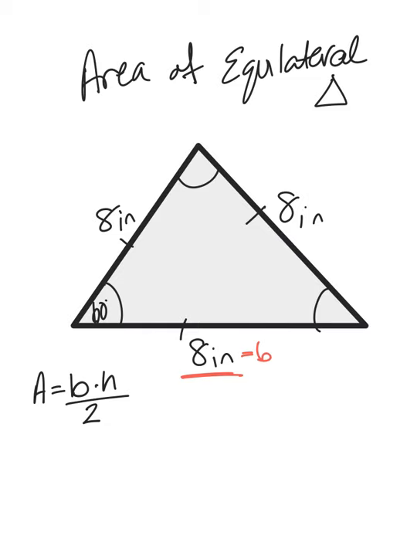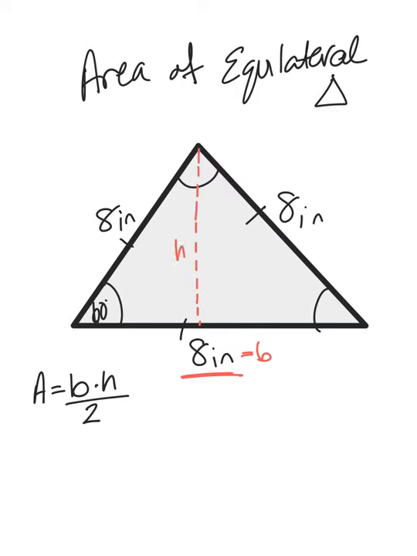We do not have the height. The height is not 8 inches. Remember, height needs to be perpendicular to the ground. When you go to the doctor and they say, hey, we want to measure your height, they ask you to stand up straight. You are perpendicular to the ground. You're not slanted like these sides are. So the height, also known as the altitude, is this part right here. This is your height.